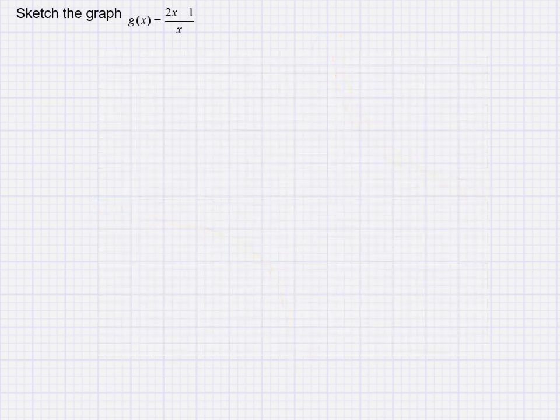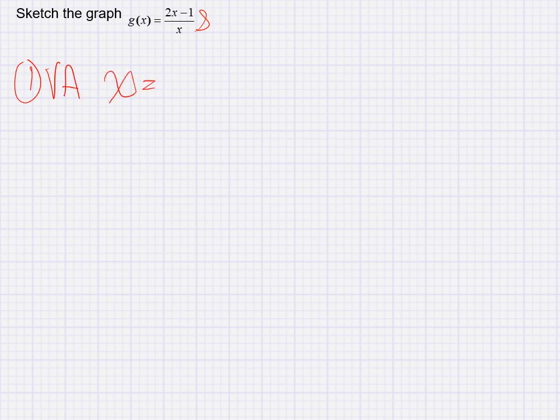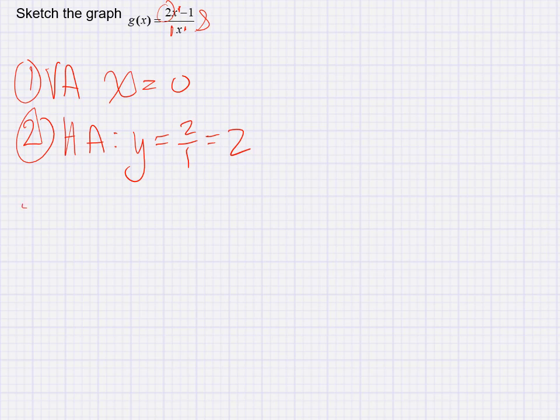Another one. So here's g of x. Notice this function is simplified as much as possible. You can't factor the numerator anymore, and there's no common factors. So let's start. 1, vertical asymptote. Denominator equals 0. Super easy. x equals 0. 2, horizontal asymptote. Look at the degrees. The degree of the numerator, there's a 1. Degree of the denominator, there's a 1. So what do we do? We look at the leading coefficients. That's a 2, that's a 1. So y equals 2 over 1, or 2, is your horizontal asymptote. 3, y-intercept.